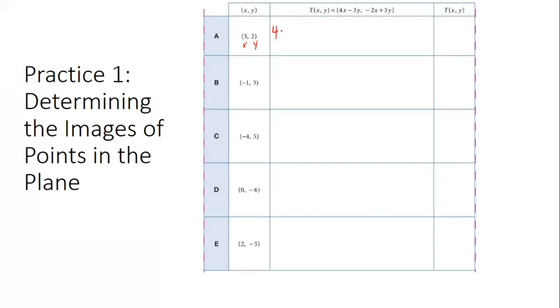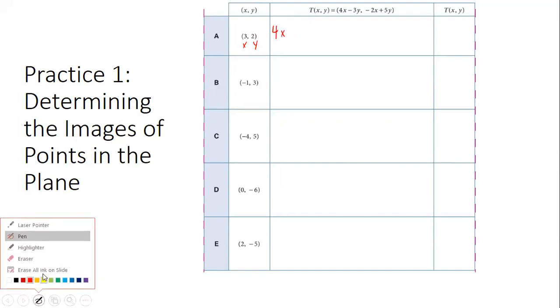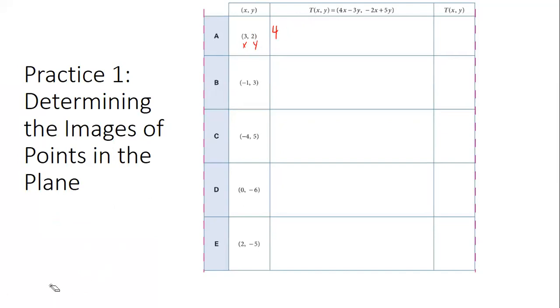So let's do it. We have 4x, so we're going to write 4(3) minus 3(2), comma, negative 2(3) plus 5(2). And then you're going to evaluate that. I'm going to simplify. So 4 times 3 is going to give me 12. 3 times 2 is going to give me 6. Negative 2 times 3 gives me negative 6. And 5 times 2 gives me 10.